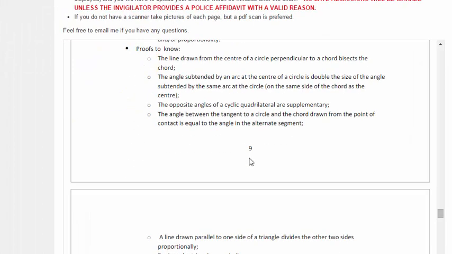Just want to see if that's the one that's up next. Angle subtended by an arc at the center is double the angle. I figured this one, guys. We know this proof. This proof forms the foundation of all of the other circle proofs.